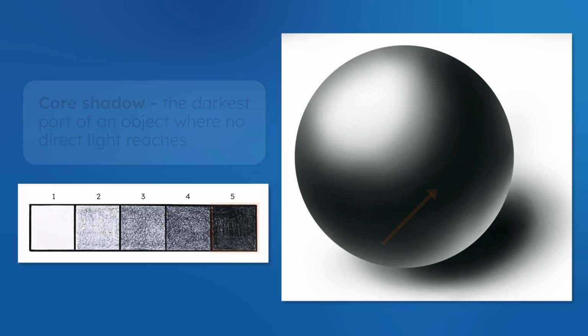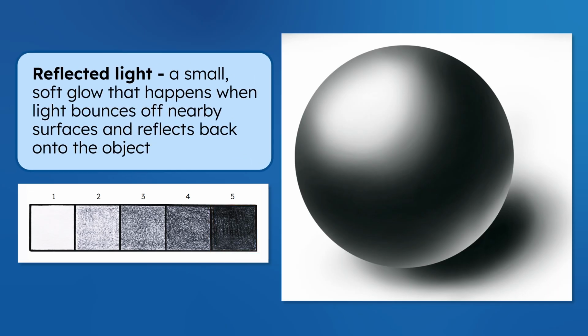Now we have reflected light. This is a small, soft glow that happens when light bounces off nearby surfaces and reflects back onto the object. This value is in between values 1 and 2 on our value scale. On this sphere, you can see the reflected light between the form shadow and the cast shadow.